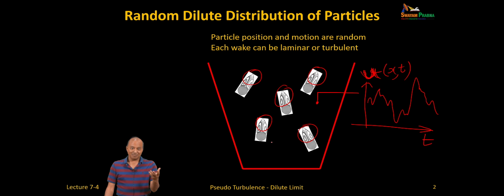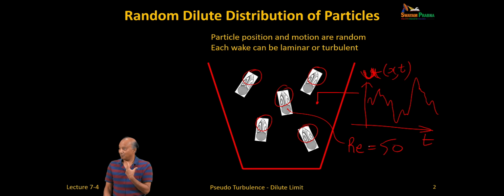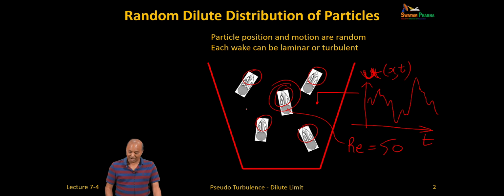These wakes, at least as you see, this is maybe a Reynolds number 50, let's say. Every particle's wake I know. It's just that they come randomly and hit me randomly. Every particle's wake, at least at moderate Reynolds number, is well known. Therefore, first thing is to say, hey, let me try to understand this wake.